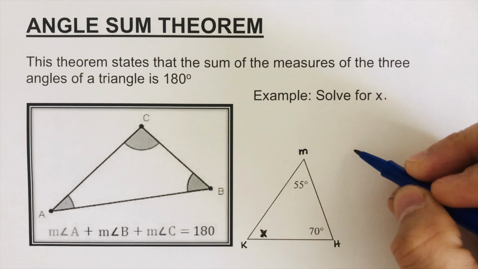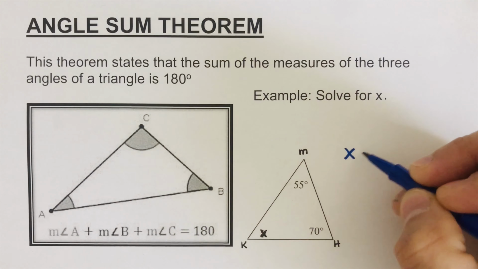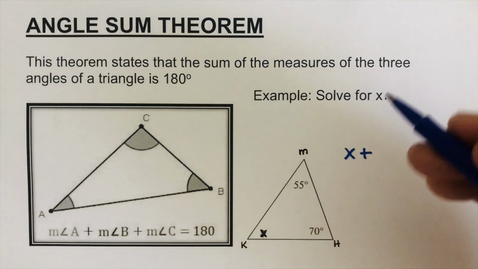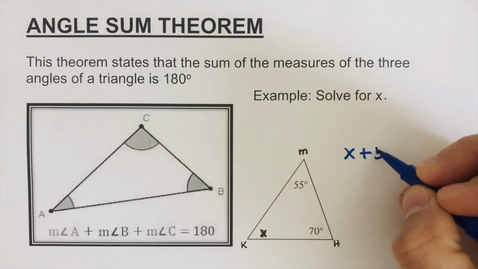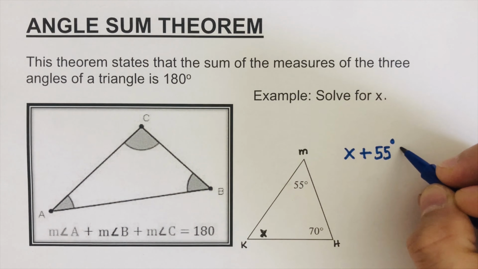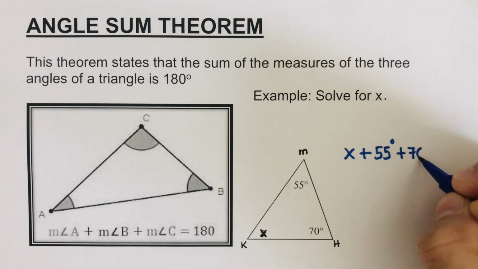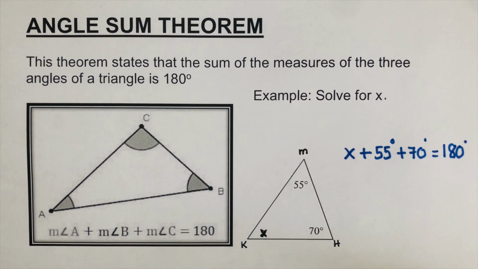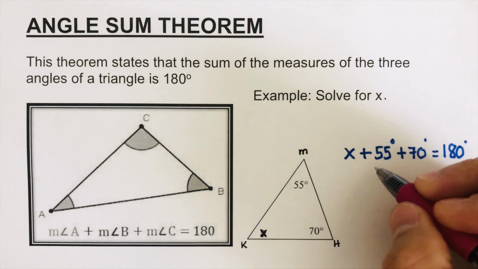We're going to write the X first. So X plus, and then we write these two other angles that are given. That's 55 degrees plus 70 degrees. And that is always equal again to 180 degrees every time, no matter what. Then from here, we can go ahead and add these two together.